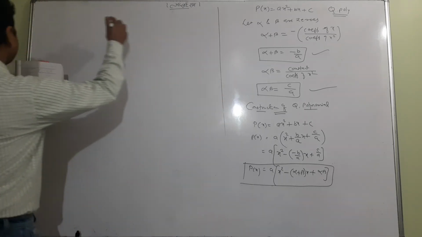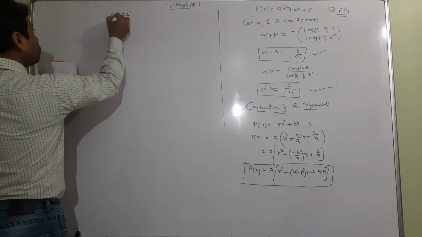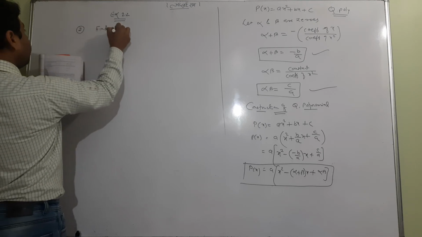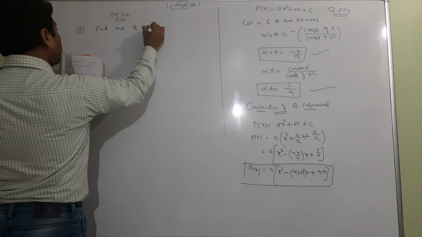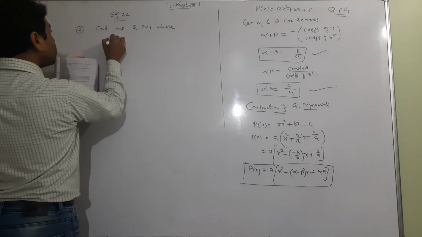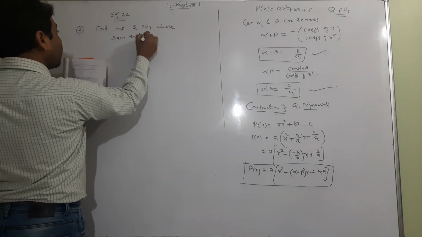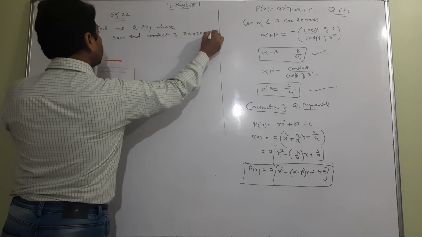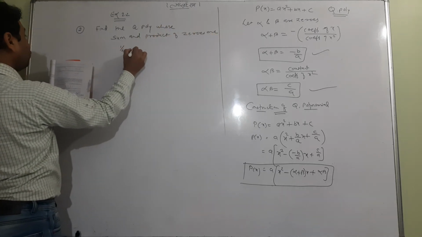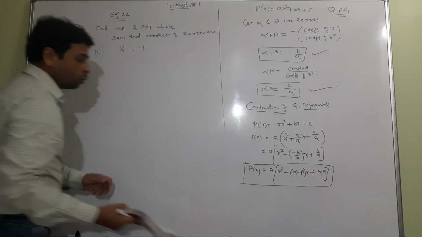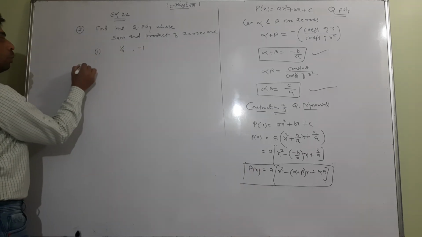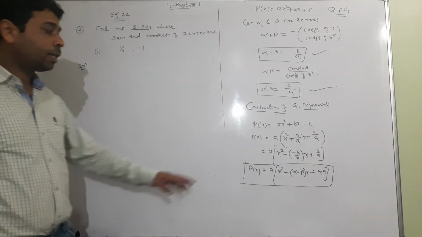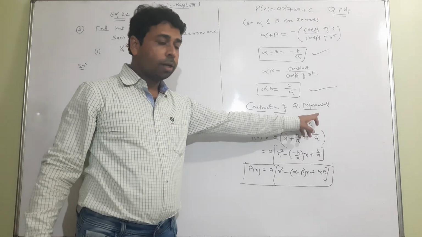Let me explain one question of exercise 2.2. Question number 2. Find the quadratic polynomial whose sum and product of zeros are 1 by 4 and minus 1. Very first question, so read the question properly. What do you have to do? You have to find the quadratic polynomial, meaning construct the quadratic polynomial.